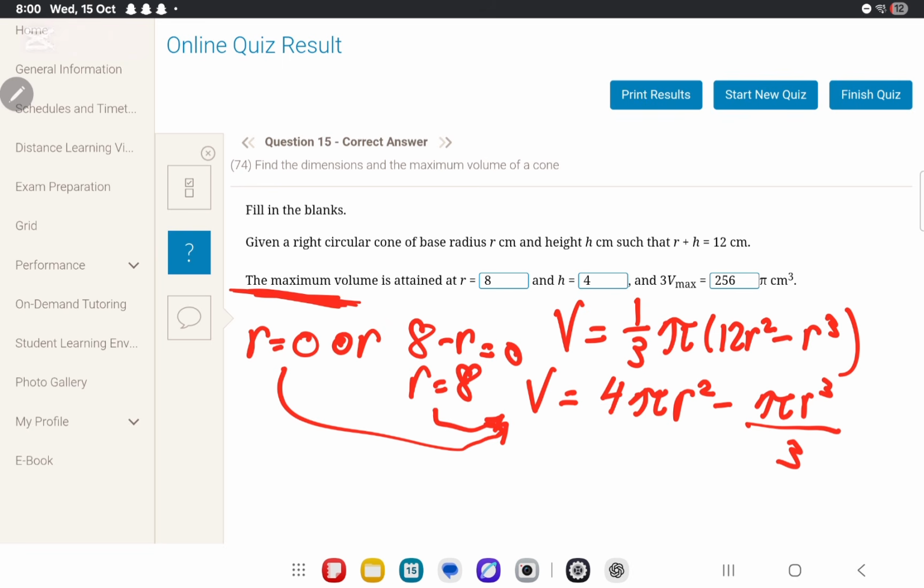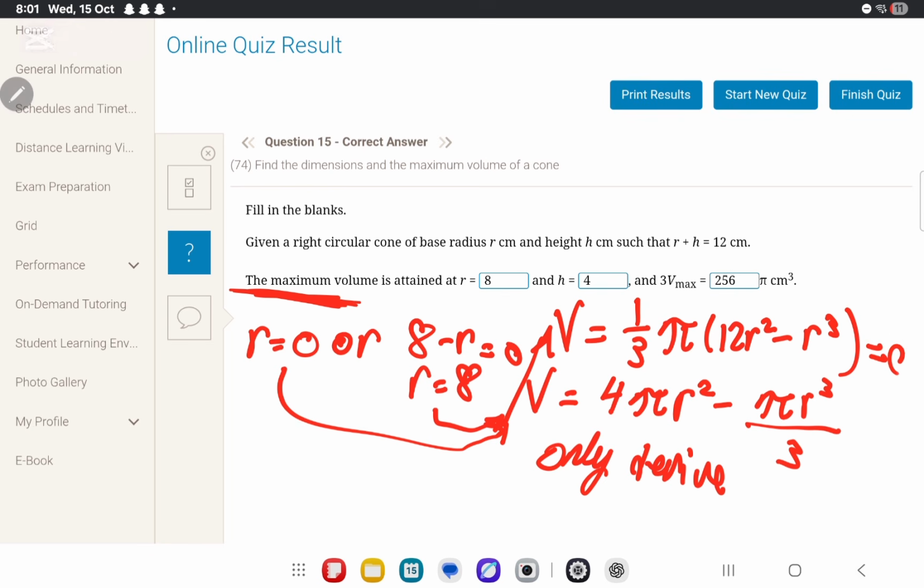So let's try r equals 0 first. 1 over 3 pi into 12 r squared. I'm using this first one to substitute because it's way easier to work with. I only used the other one to derive. What's r squared? 0, right? Minus r cubed, 0 cubed gives me 0, right? So this gives me a volume of 0.